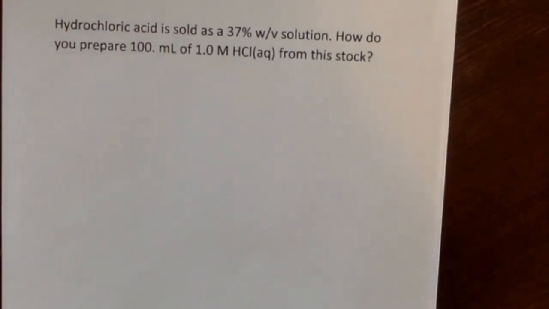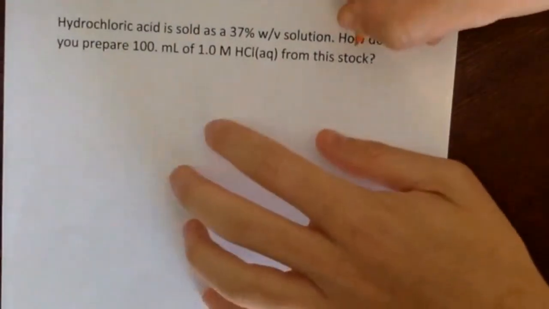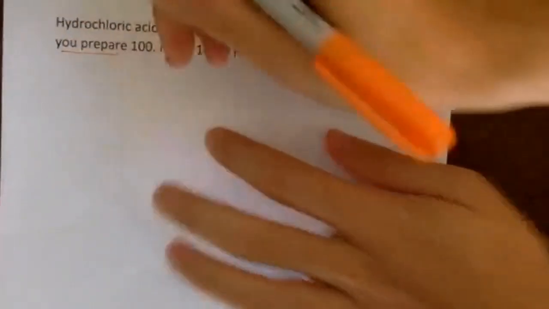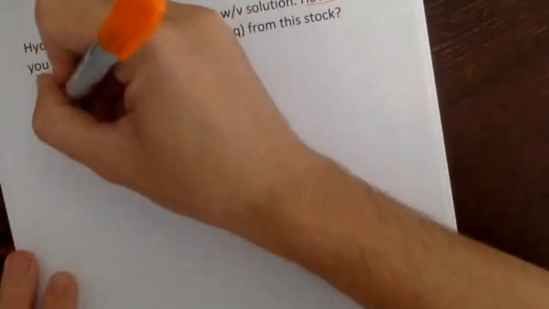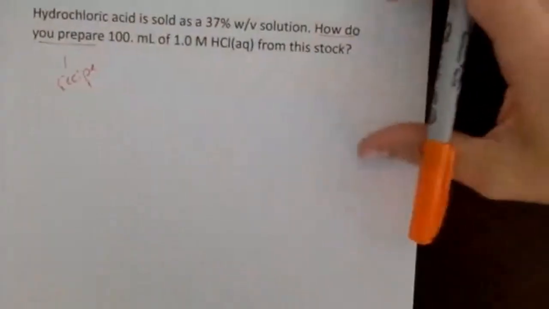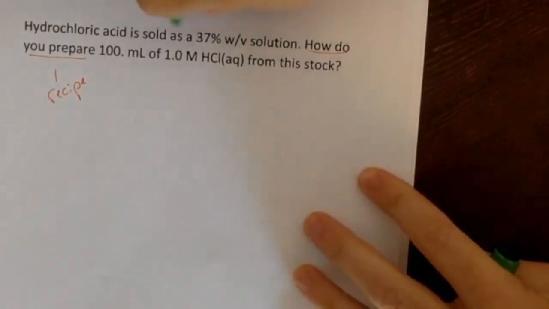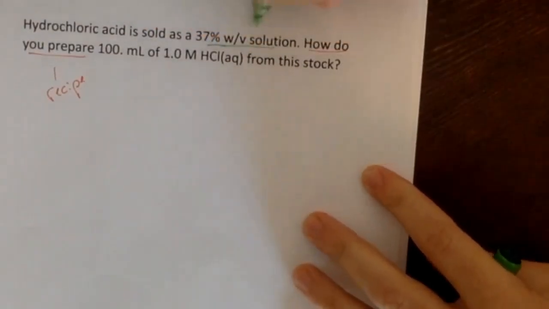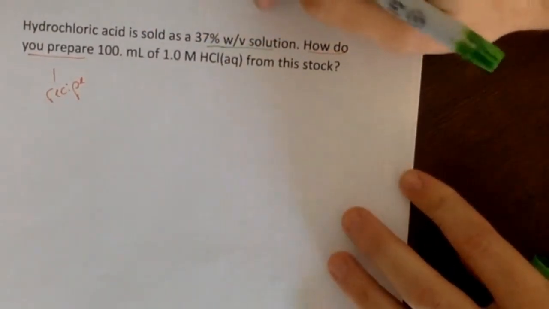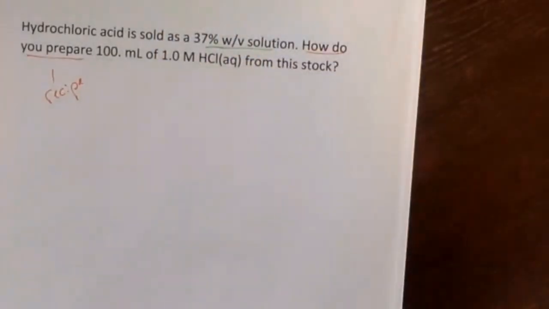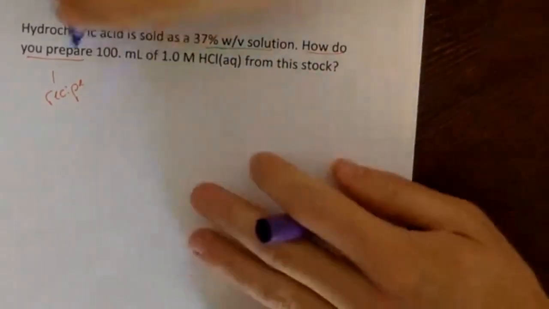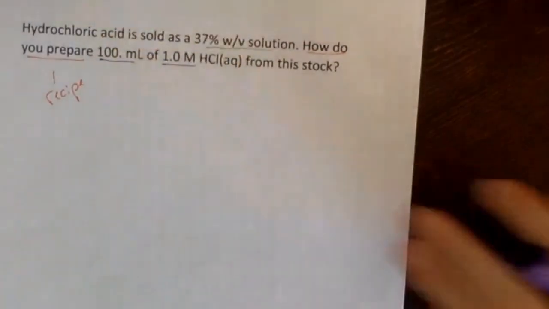Hydrochloric acid is sold as a 37% weight by volume solution. How do you prepare 100 milliliters of 1.0 molar hydrochloric acid aqueous solution from this stock? So again, how do you prepare? We are looking for a recipe. And again, we're pulling from a solution as sold. We are given a solution and I want a different solution, and that different solution has a target volume and concentration.